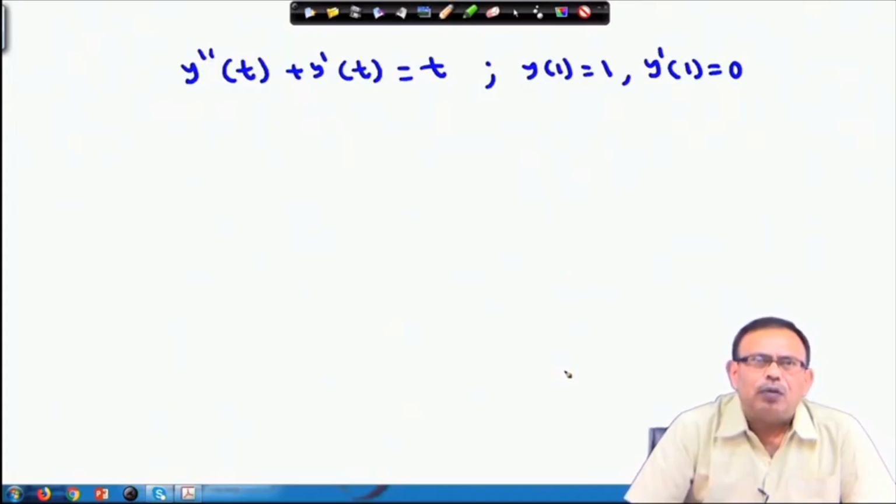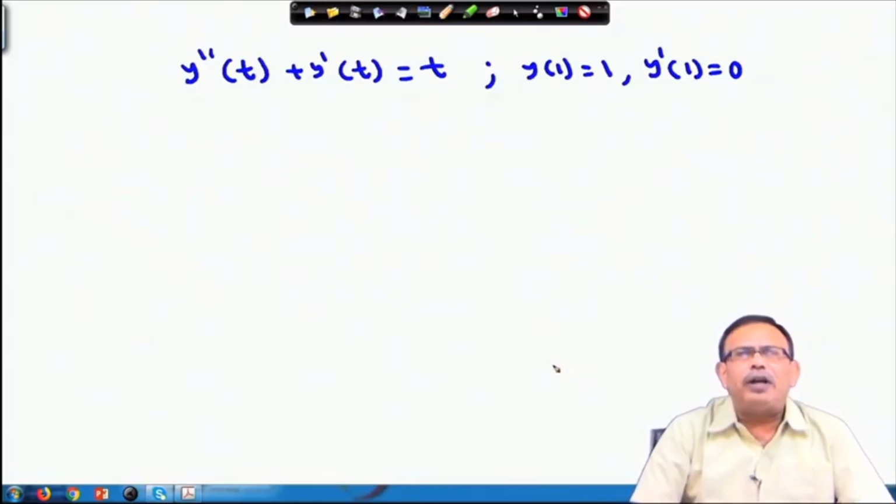But you know, whenever I am finding the Laplace transform of y dash or y double dash, it will always involve y(0) or y dash (0). So, I do not know the value of y(0) and y dash (0), but I know the value of y(1) and y dash (1). So, I may face this type of problem also.